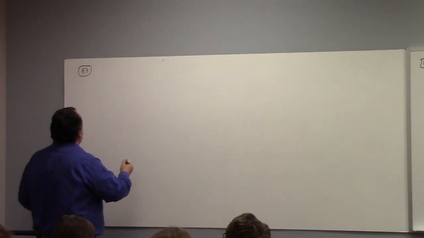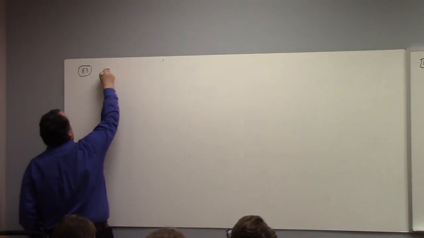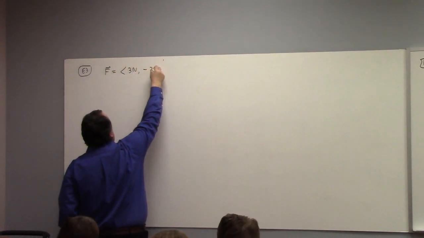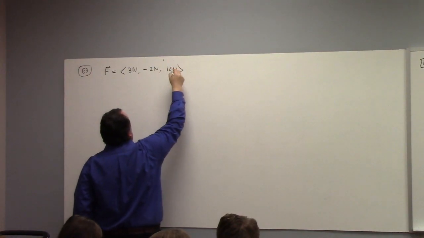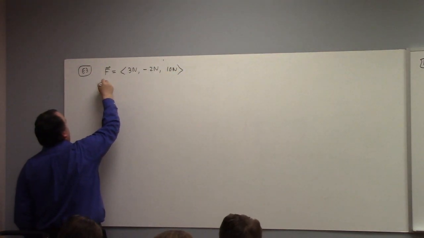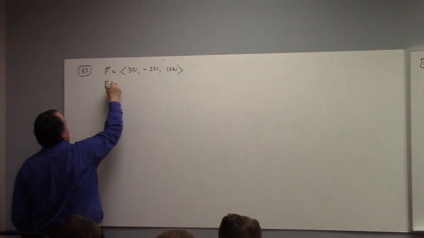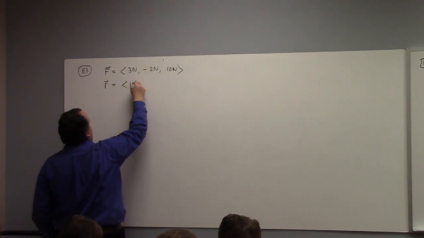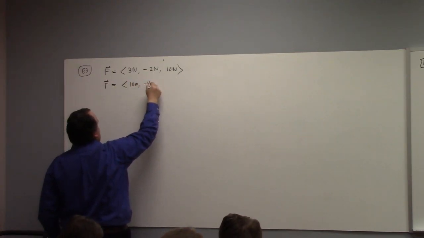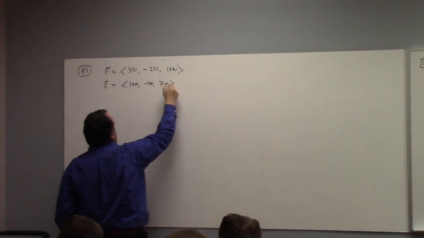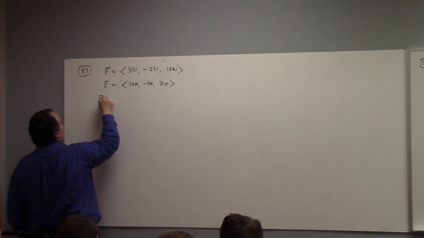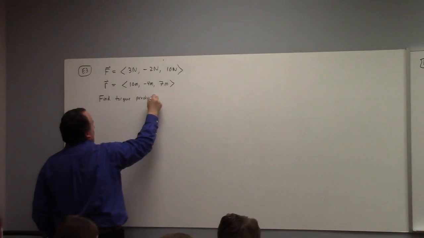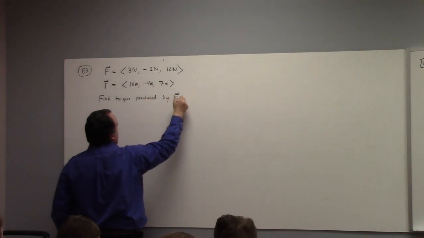So the example I wanted to do for you guys was, let us suppose that we have a force which is equal to 3 newtons, minus 2 newtons, and 10 newtons. You're applying this force at radius r equal to, oh, I don't know, 10 meters, minus 4 meters, and 7 meters. Find the torque produced by this force.